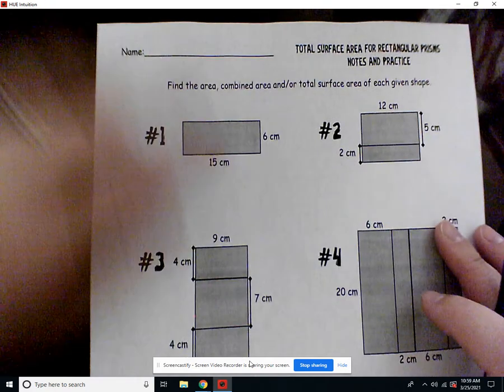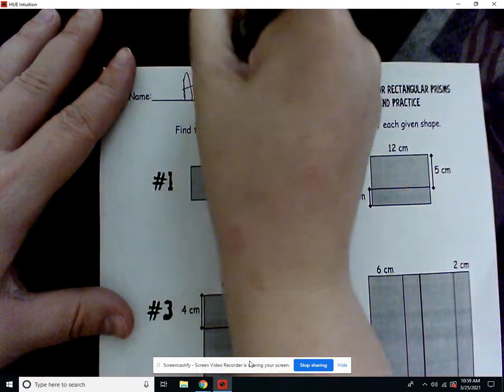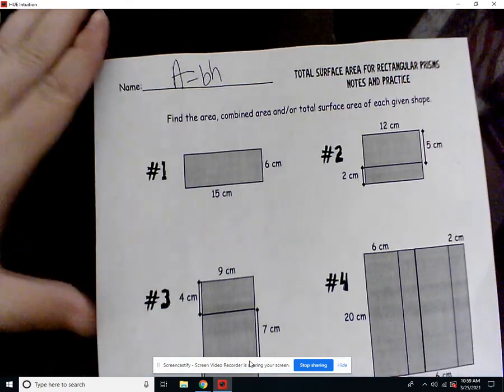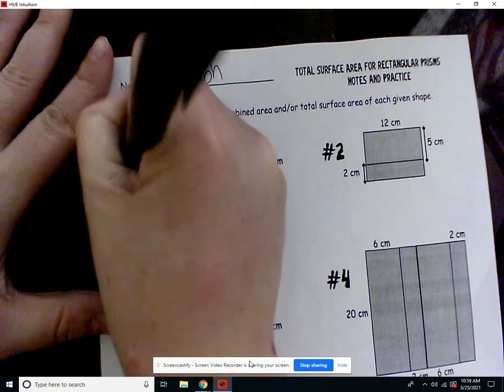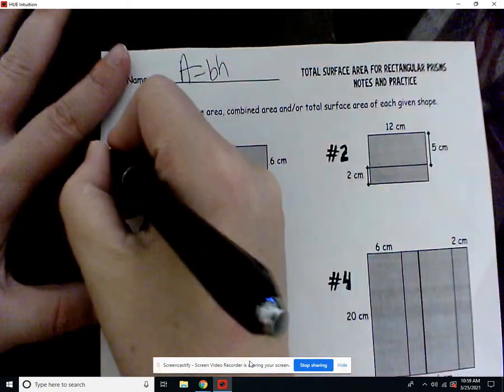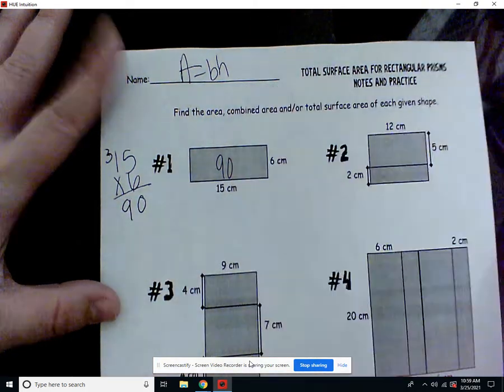Okay, so our first one for areas, remember our formula is A equals BH. So for 1, we're going to find the area. This is the one rectangle. So we're going to do 15 times 6, which is 90. And I'm going to write it on the inside because we'll do that a bunch each time and then find our total at the end.